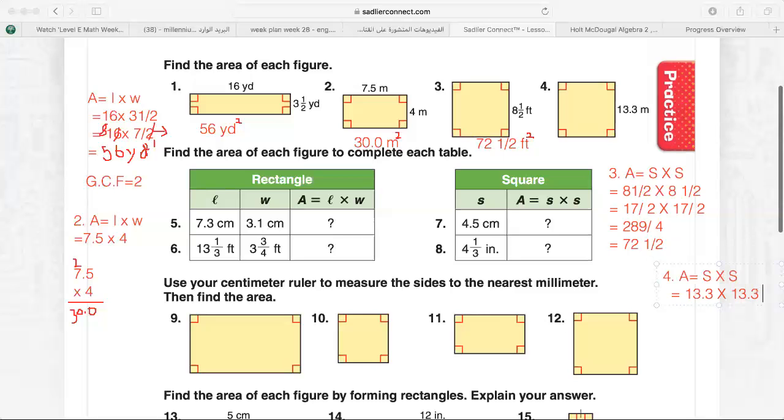When you multiply the two decimals together, the two numbers that have decimals together, so it will be 89. Squared. So the answer is 176.89.